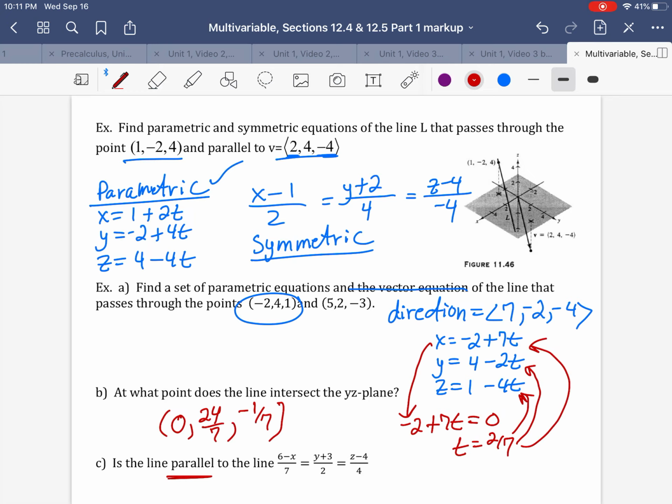So why don't you pick out the direction vector for me? In your Edpuzzle, write down the direction vector for me of this line right here.